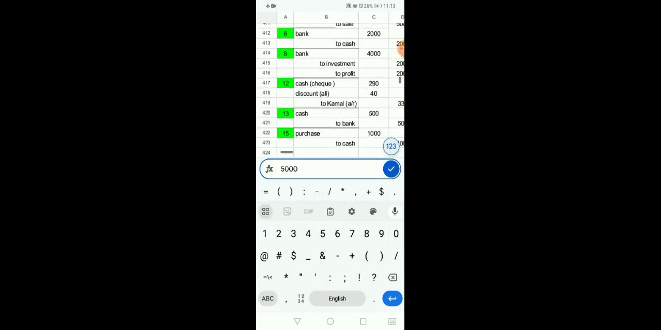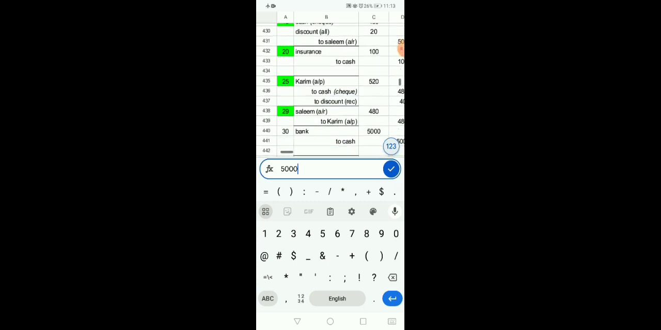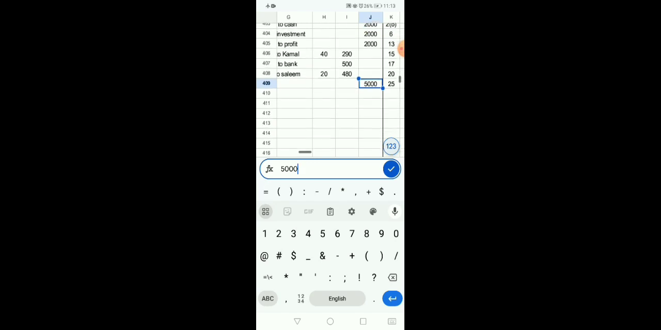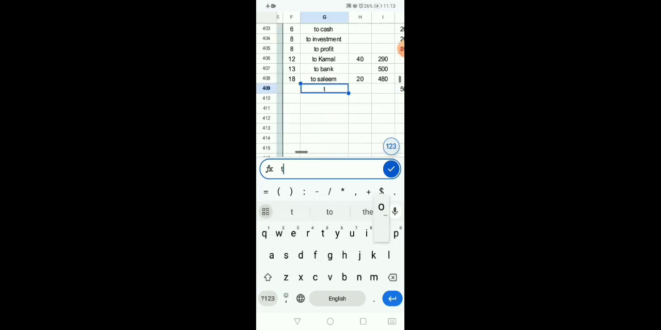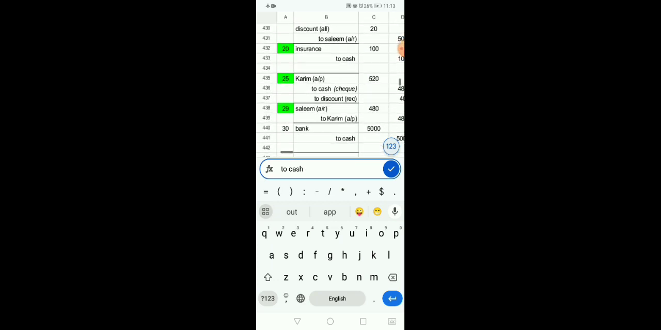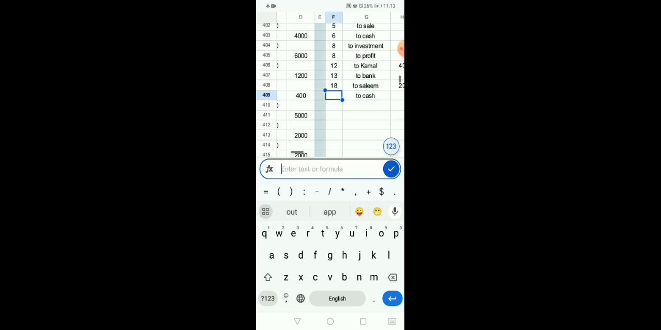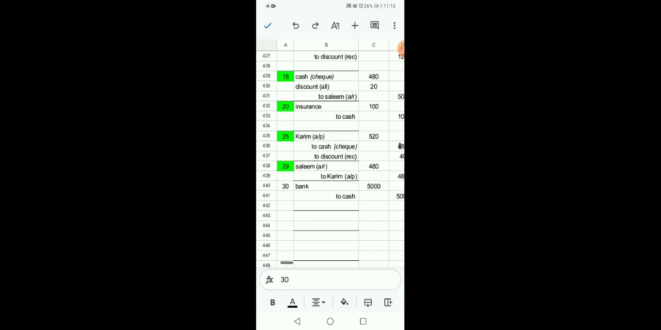Now see its reference. What is written on the opposite side of the bank? That is cash. So you are going to write cash in the particular column. Now see its date, which is 30. Post 30 over here. Okay, the 30th entry was having two elements, bank and cash.